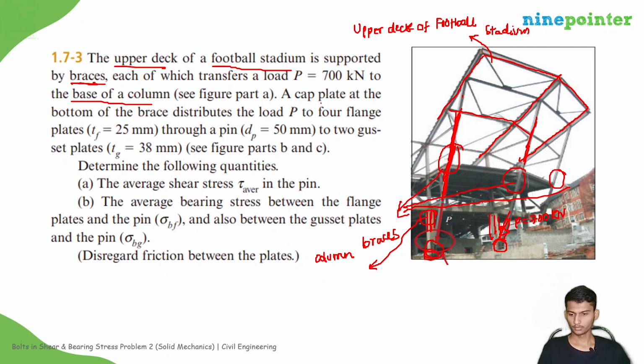This is the base of the column, and a cap plate at the bottom of the brace distributes the load P to four flanges. First we saw what the upper deck is. The upper deck is supported by these braces, and each brace will transfer 700 kilonewtons to the base of a column. This 700 kilonewtons is distributed to four flange plates.